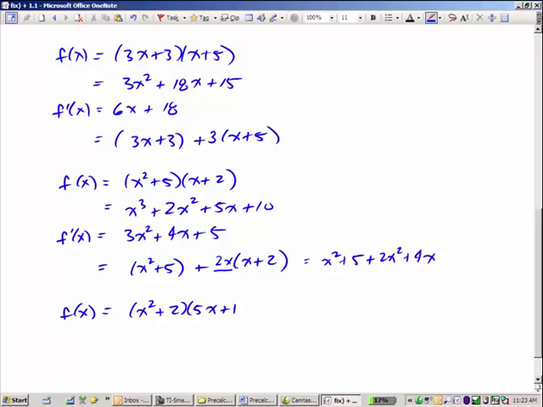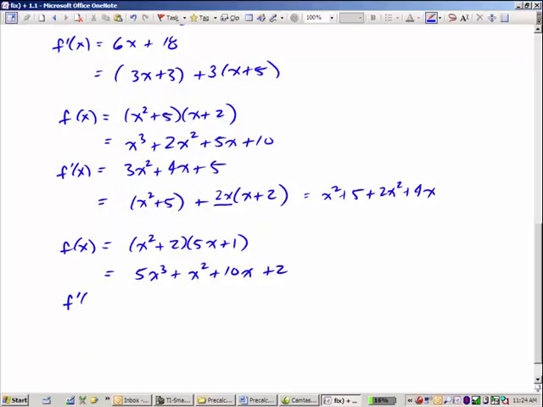All right, so this is going to be 5x cubed plus x squared plus 10x plus 2. So the derivative is 15x squared plus 2x plus 10. Okay, so we would have thought maybe it was, based on our patterns, like x squared plus 2 plus 5x plus 1.